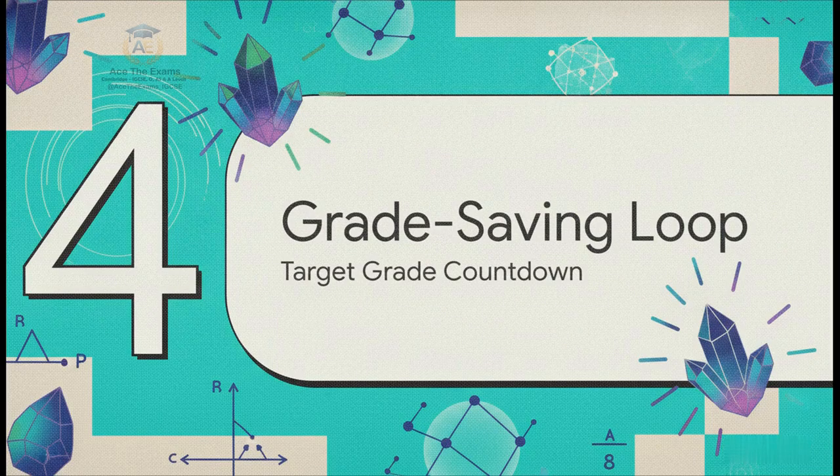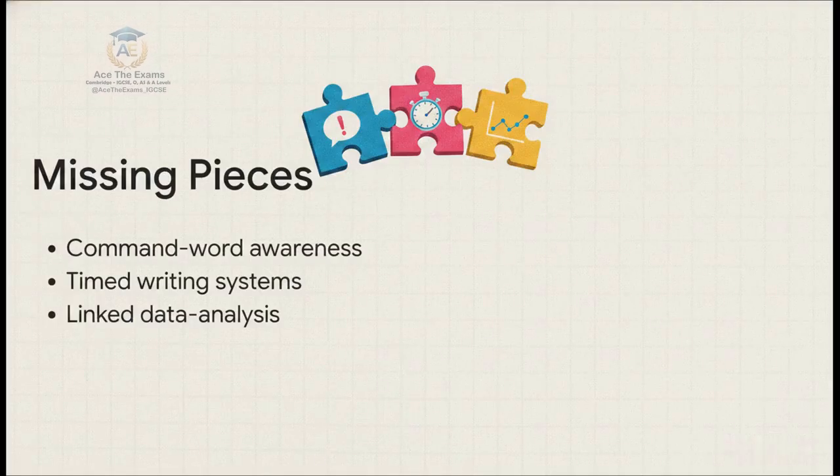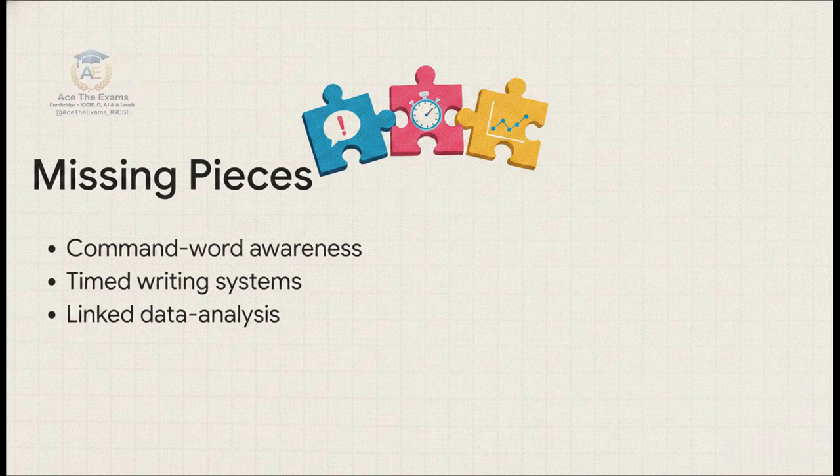Section 4, the grade-saving binge loop. So, we've successfully covered the definition, the microscopic cause, the macroscopic consequence, and the real application. But let's pivot for a second and do a quick countdown from your current grade to your target grade. Because even with the ultimate crystal framework, there is a catch. The missing pieces to getting full marks include command word awareness, timed answer writing systems, and links data analysis skills.